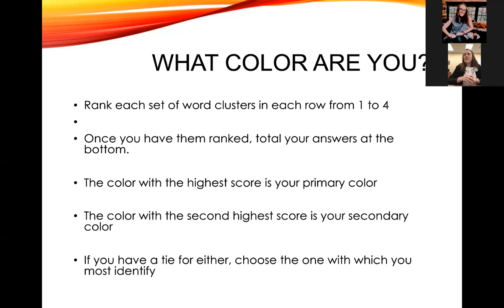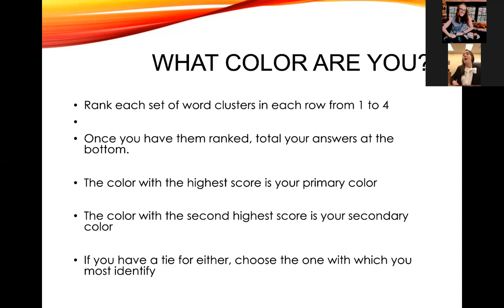So again, to take the assessment, you're going to rank each set of word clusters in each row from 1 to 4, 4 being most like you, 1 being least like you. Once you have them ranked, you're going to total your answers down at the bottom, and that will let you know which colors are your primary. The color with your highest score is primary, the color with the second highest score is secondary.